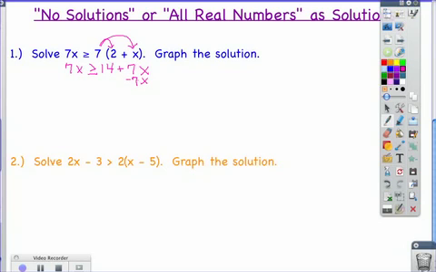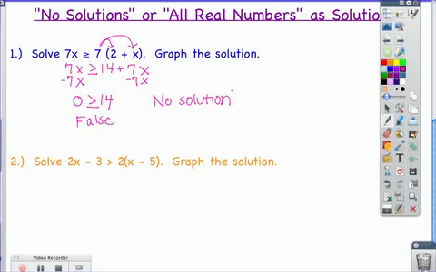Number 2, I would distribute and get that 2x minus 3 is greater than 2x minus 10. Try to get my x's all on one side. The x's cancel out and I'm left with negative 3 is greater than negative 10. This time, the statement is true.